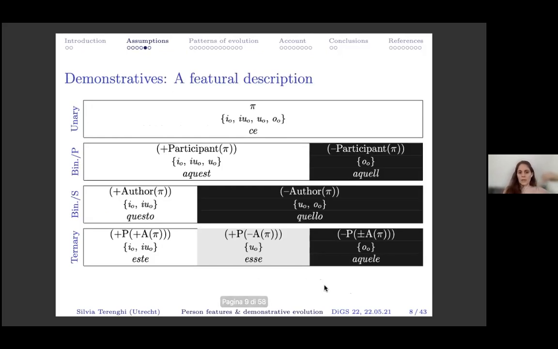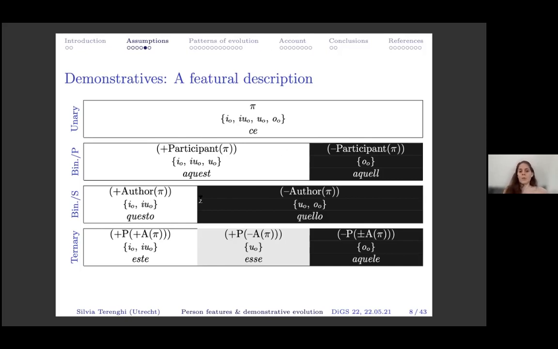And to make the thing a bit less abstract, here's what that would correspond to for demonstrative systems. So if no feature, and we're in the first table, composes with pi, then we have just a unary system where pi is taken in its integrity. So we don't have any deictic contrast encoded, we just have one single form, such as in French, ce.